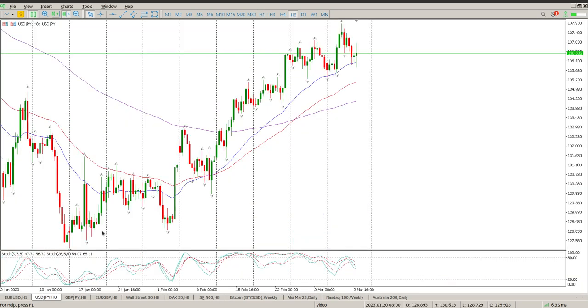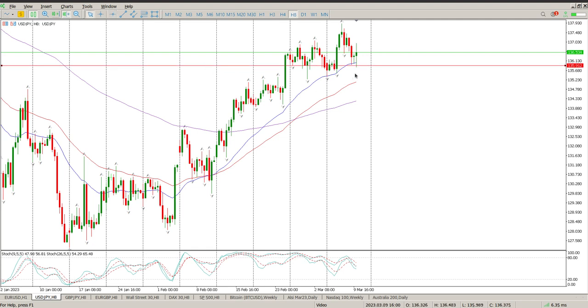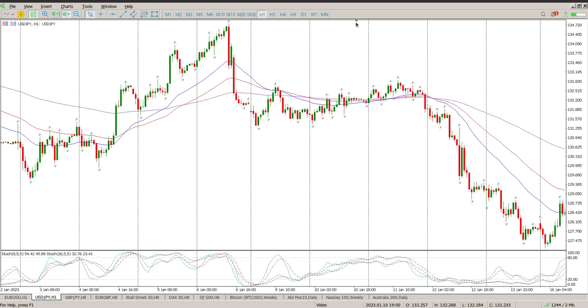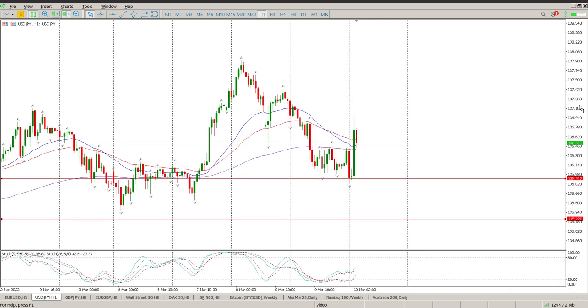Moving on to US dollar Japanese yen, pretty much the same thing. You can see move up, move down, still in an upward trend. That's the first component. And we are finding ourselves at a level, but with non-farm payrolls, you're going to need to look a little bit further than that because you could gap anywhere.